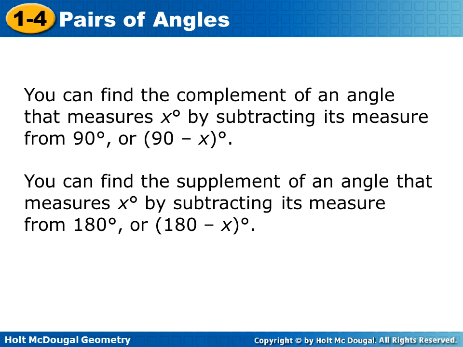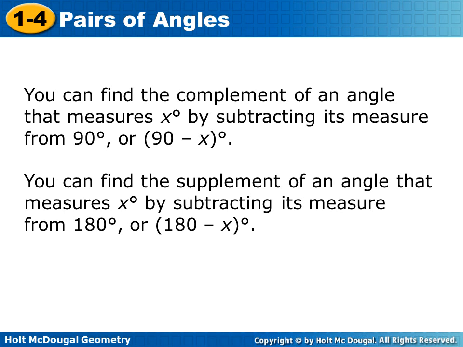You can find the complement of an angle that measures x degrees by subtracting its measure from 90. So if you have, for example, an angle that is 25 degrees, you would do 90 minus 25, which would give you a measure of 65 degrees for the complement.